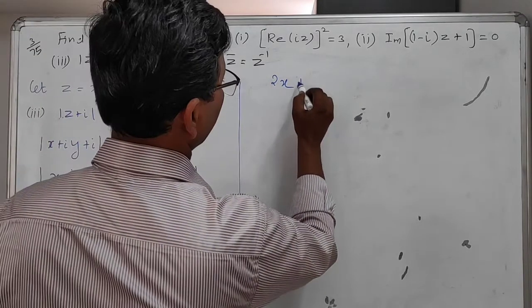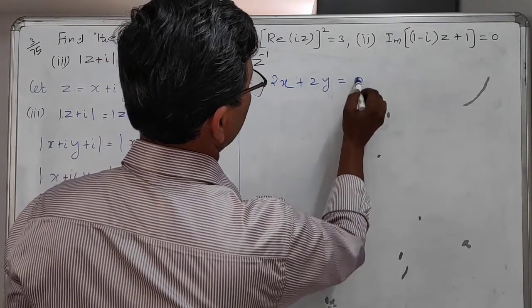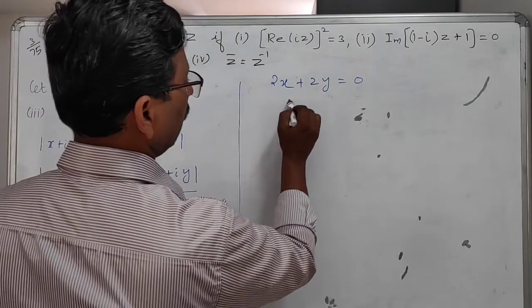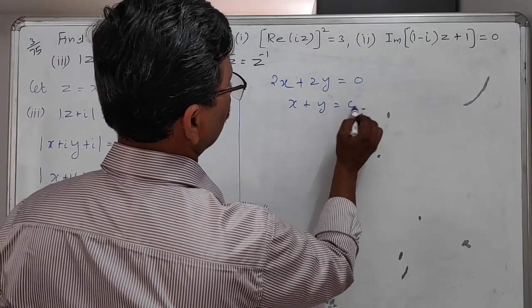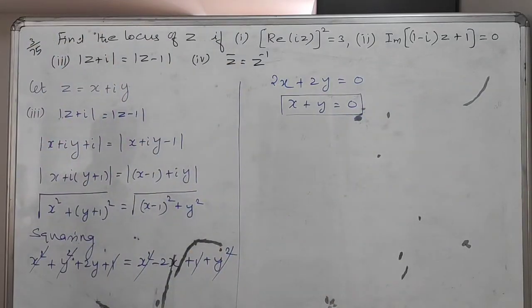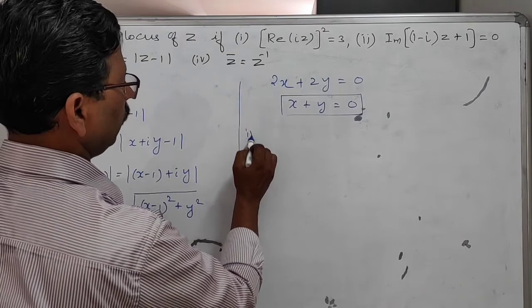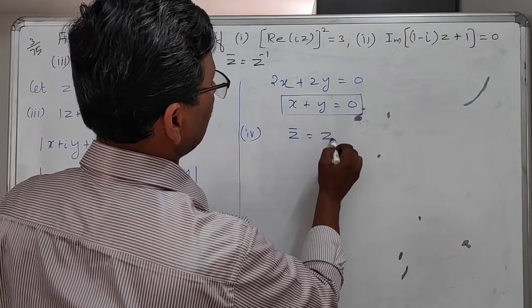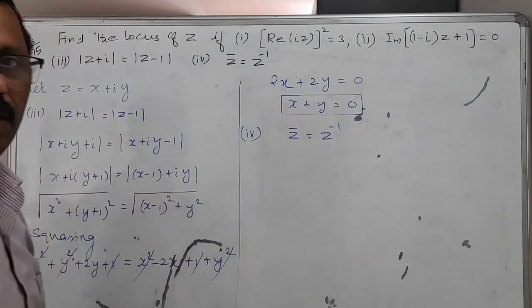We can divide through by 2 because this can be simplified further. We can write x plus y is equal to 0, which is the required locus. Okay. Now likewise let us go for the fourth subdivision. The fourth subdivision is z bar is equal to z inverse. z bar equal to z inverse.